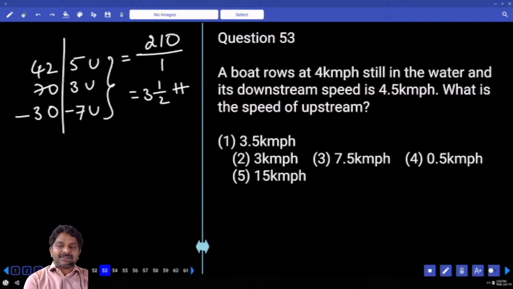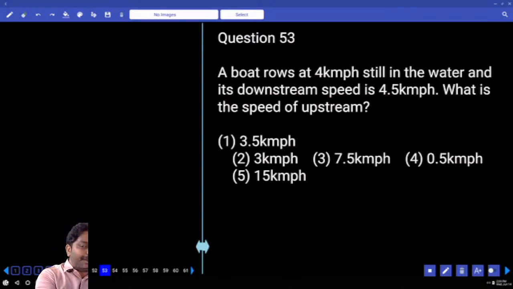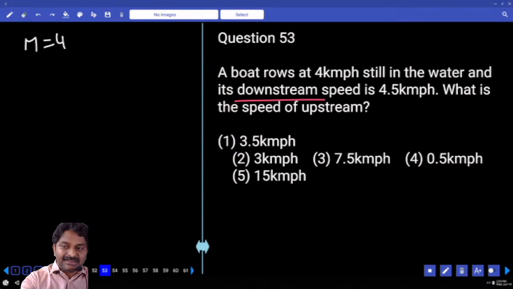A boat rows at 4 km per hour in still water and its downstream speed is 4.5 km per hour. Then what is the stream speed? Downstream means M plus S. M is the boat speed, man speed, which is one. Man speed is 4. Downstream speed M plus S is 4.5.